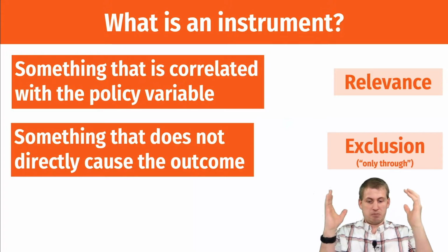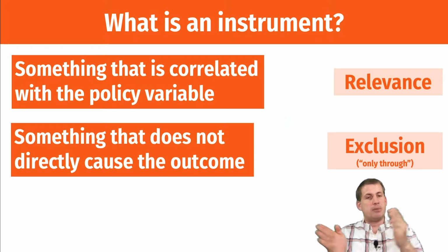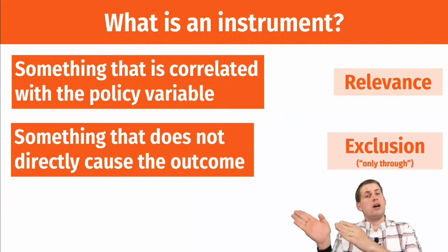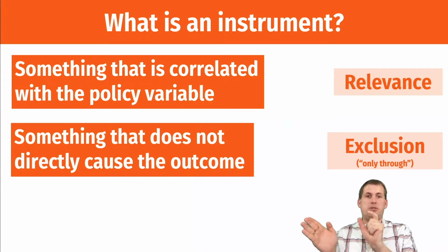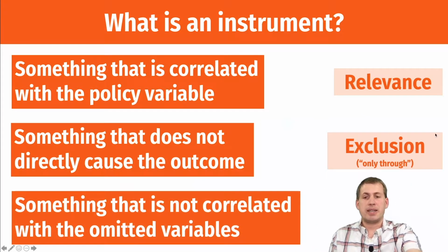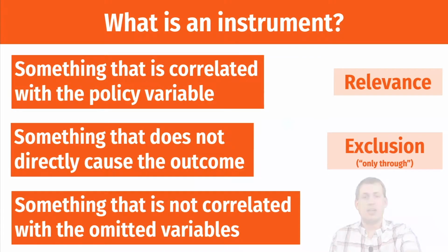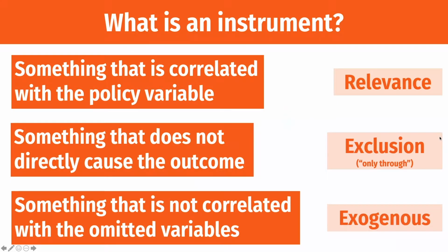So again, the instrument causes the policy to happen or is correlated with the policy. The instrument causes the outcome, but only because it goes through the policy. And that is the exclusion principle here. And the last thing is it has to itself be exogenous. It has to not be correlated with any of the omitted variables or anything in the error term. And so this is the exogeneity principle.